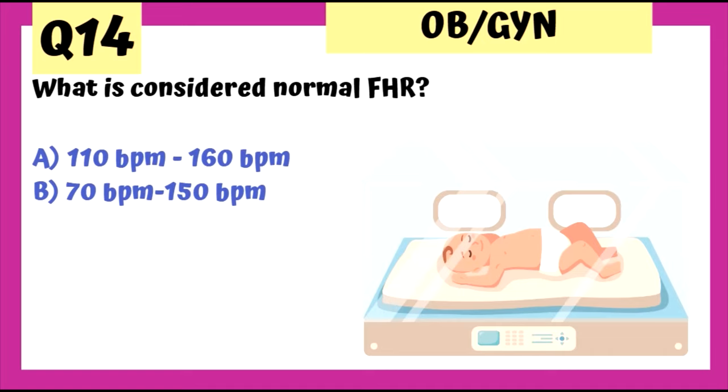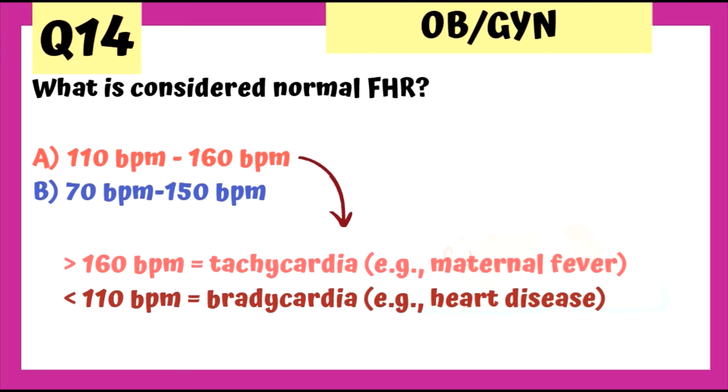Question 14, what is considered normal fetal heart rate? And the answer is 110 to 160 beats per minute. All right, more than that is considered tachycardia, less than that is considered bradycardia. Normal range is 110 to 160.